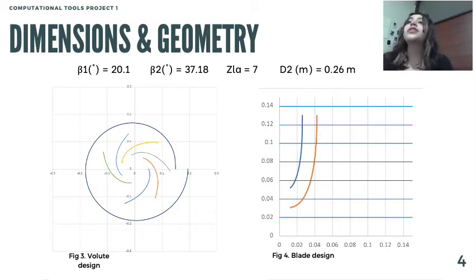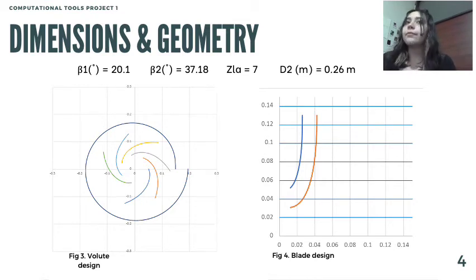Our parameters were Beta 1 20.1 degrees, Beta 2 37.18 degrees, 7 blades, D2 0.26 meters, and in figure 3 we can see the volute design, and in figure 4 we can see the blade design.